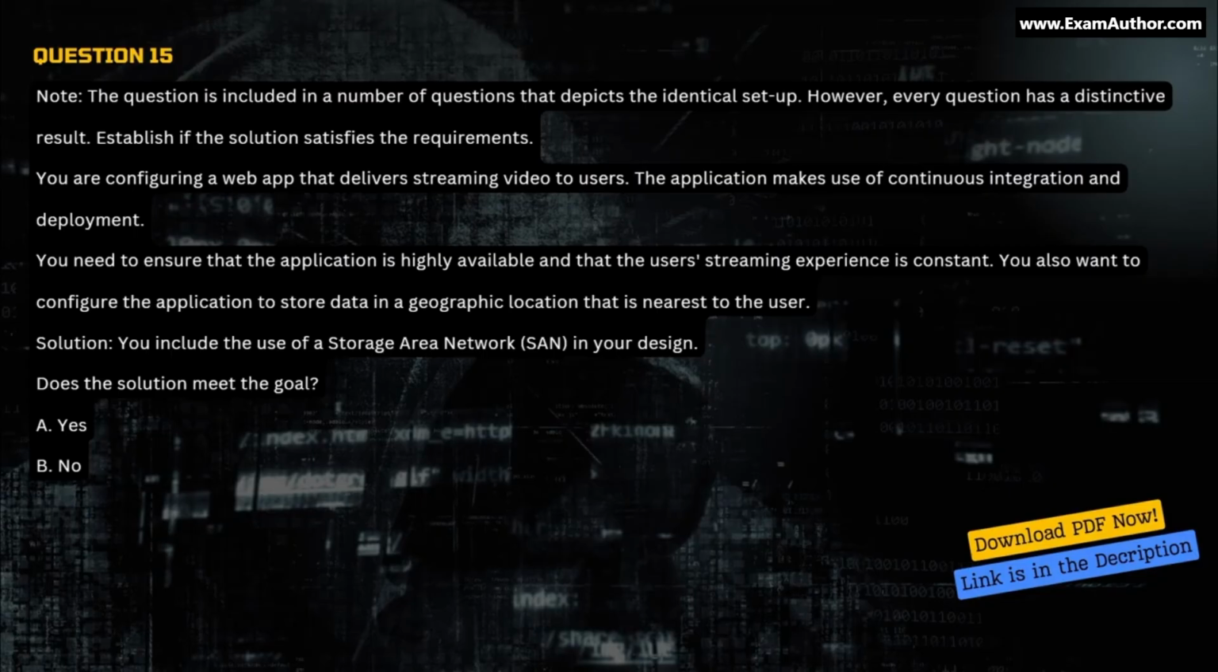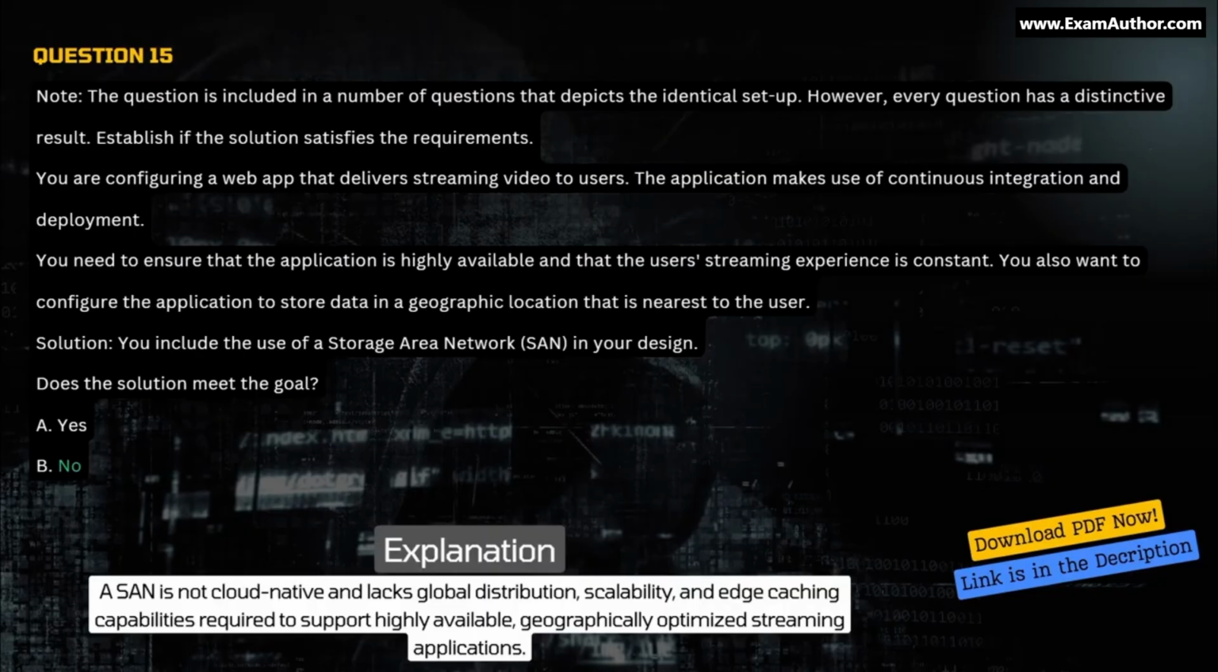A. Yes. B. No. Correct answer B. No. Explanation: a SAN is not cloud-native and lacks global distribution, scalability, and edge caching capabilities required to support highly available, geographically optimized streaming applications. Question 16.